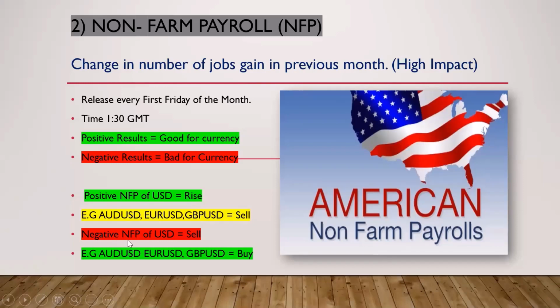Then when it's a negative report of non-farm payroll, it will be bad news for the US dollar. So what you just have to do is to buy, because the US dollar will fall. Then what you have to do is to buy Australian USD, buy Euro USD, and buy GBP USD.